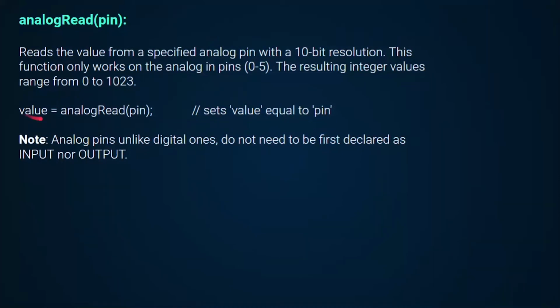And the value is equal to analogRead of the pin that we're going to read. So we're going to pass the pin number from A0 to A5, whichever pin we want to read, and we will store it in the value, just like we have done for digitalRead. It's similar to that. Note, analog pins, unlike the digital ones, don't need to be first declared as an input or output.